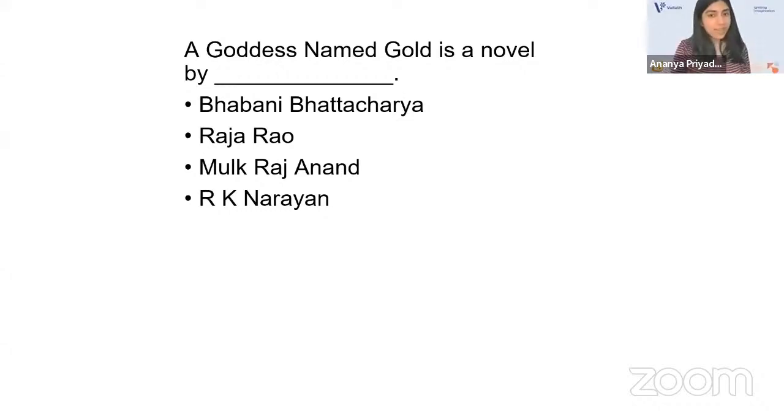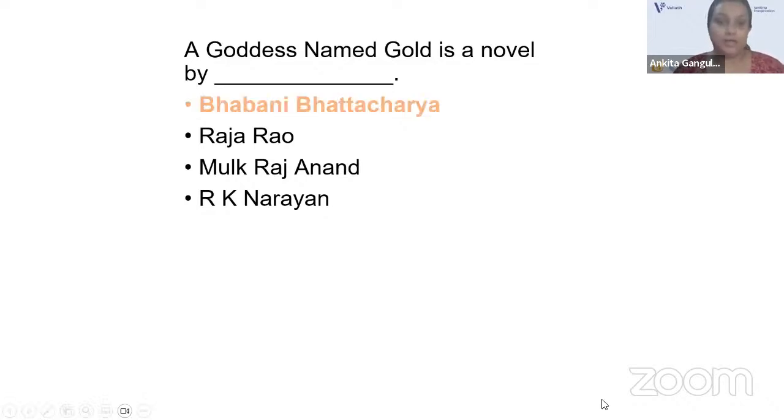A Goddess Named Gold is a novel by dash. Is it by Bhabani Bhattacharya, Raja Rao, Mulk Raj Anand, or R.K. Narayan? A Goddess Named Gold, this is the novel's name. It's a very important novel by the Indian novelist Bhabani Bhattacharya.